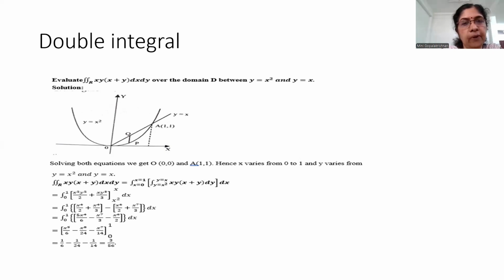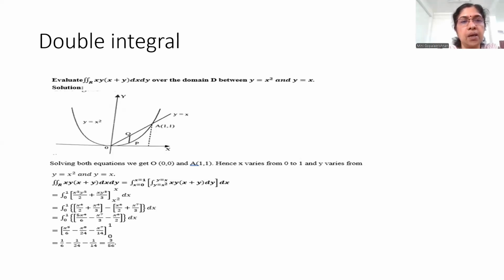So to get the limits, we will have to find the point of intersection of y = x and y = x². So we know that the points of intersection are (0, 0) and (1, 1). So we take those two points as 0 and 1, and then we come back to the integrand. The integrand will simplify to x²y + xy², and then we go ahead with the integration. As soon as we get the region of integration, we can find the limits.